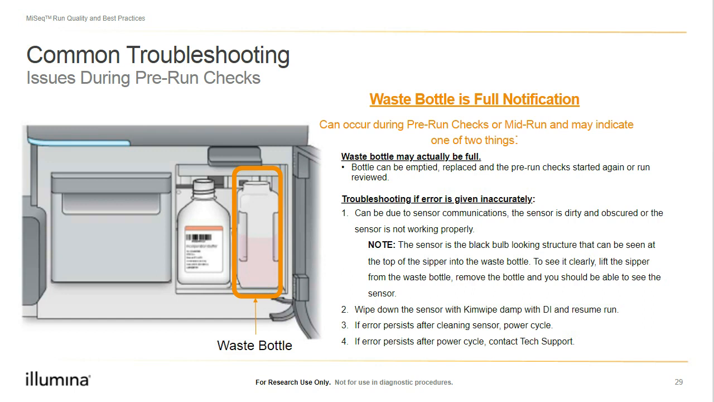If the bottle is empty and the error is given inaccurately, this can be due to sensor communications, the sensor being dirty, or the sensor not working properly. The sensor is a little black bulb structure that can be seen at the top of the sipper into the waste bottle. To see it clearly, lift the sipper from the waste bottle and remove the bottle. Wipe down the sensor with a Kim wipe damp with deionized water, dry it, and then resume the run.